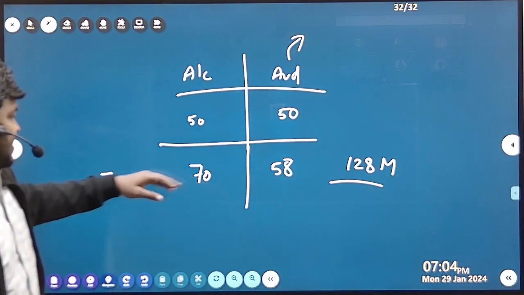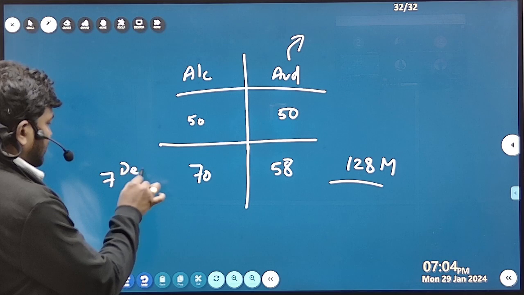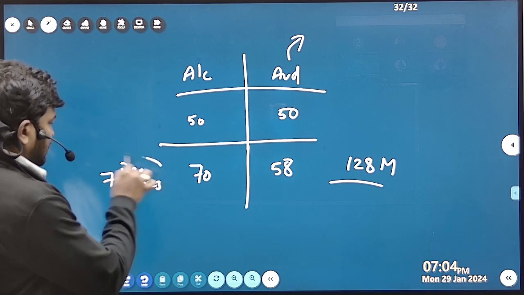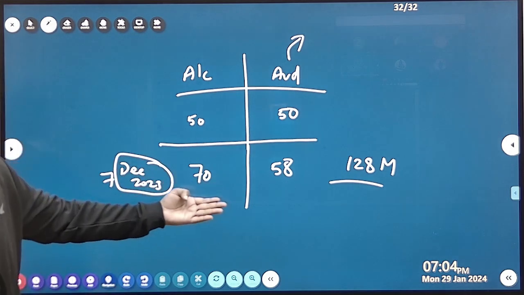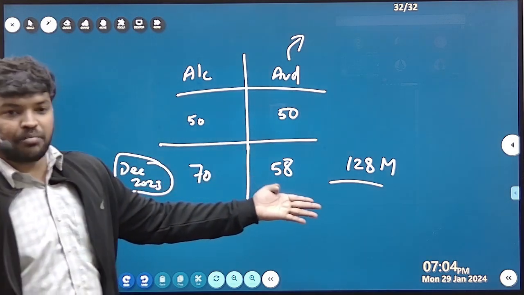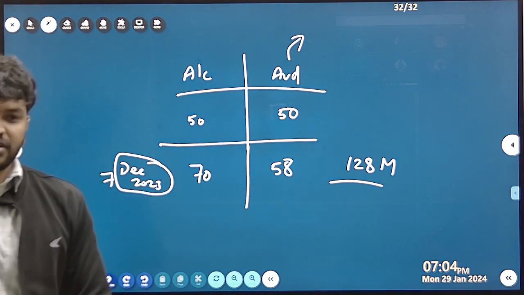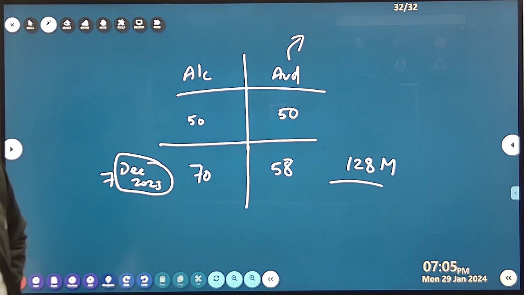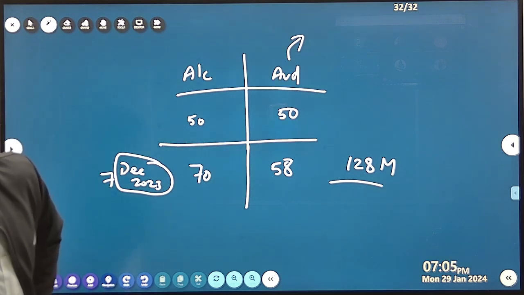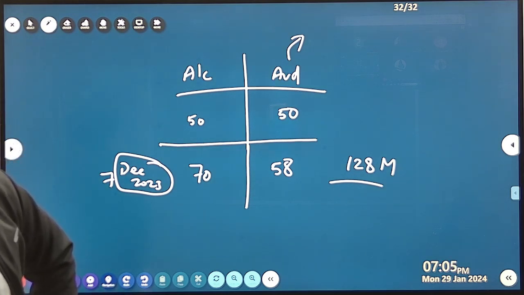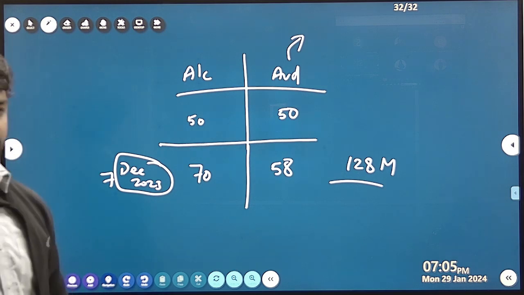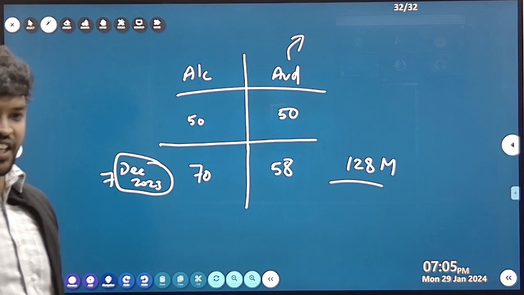This is the last December 2023 paper. 70 marks they have given from accounting, 58 marks they have given from auditing. Kashyap, see the paper once. I mean, section B से कितना आया था accounting में? सेक्शन बी से कितना आया?